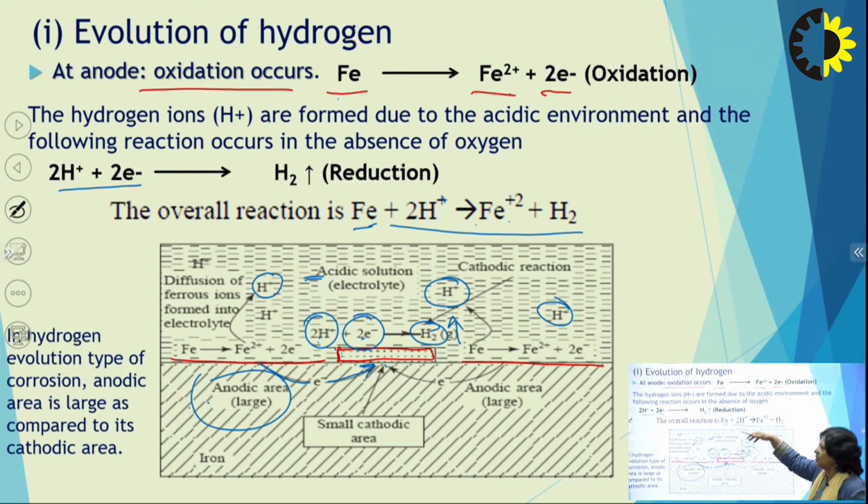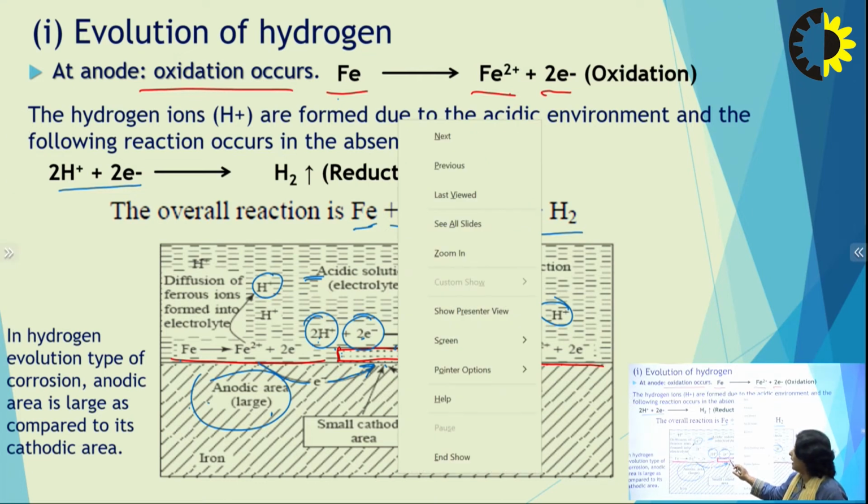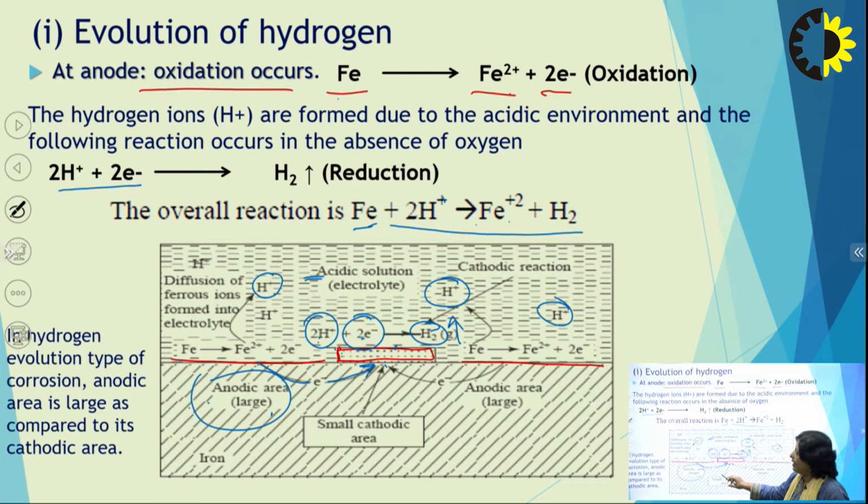Now here, depending on the environment and the presence of gases, this iron will form some product. One thing has to be noted again: the anodic area is larger and the cathodic area is smaller, so whenever pollution is there, this corrosion happens very fast. This is faster than the absorption of oxygen type of corrosion. We can say corrosion is faster when the environment is acidic, or when there is much pollution.